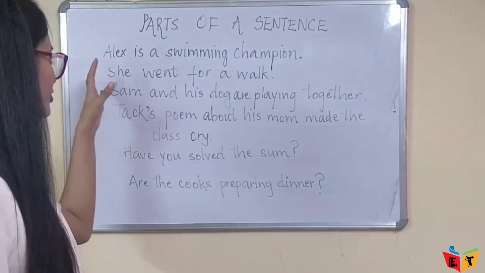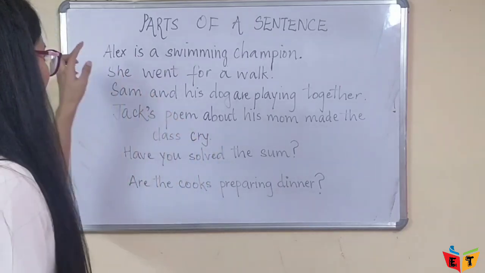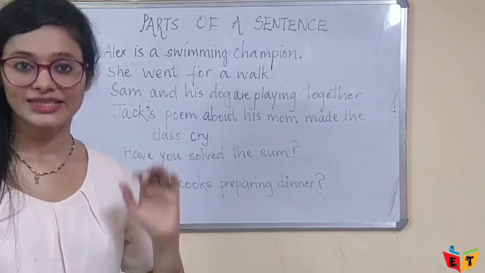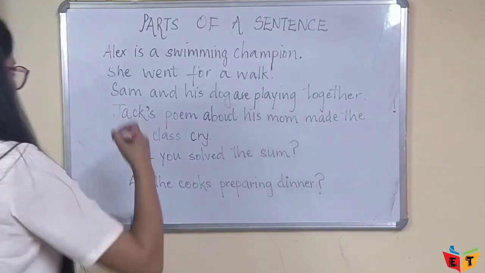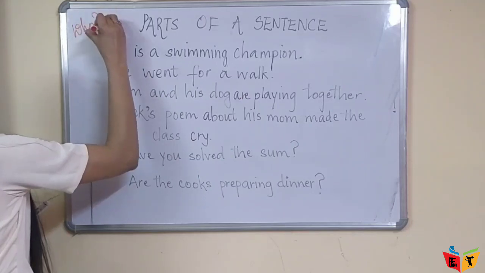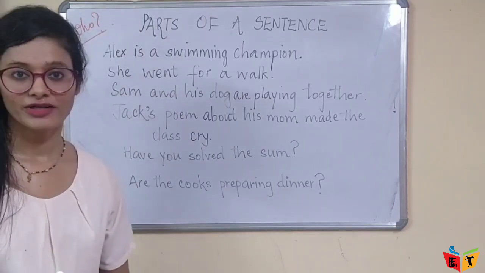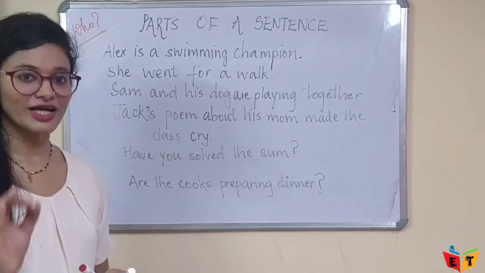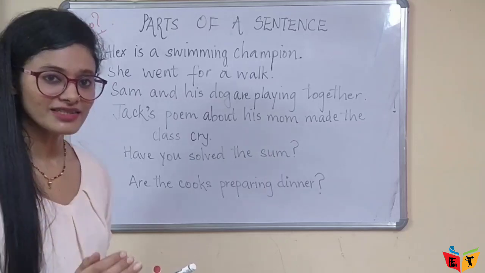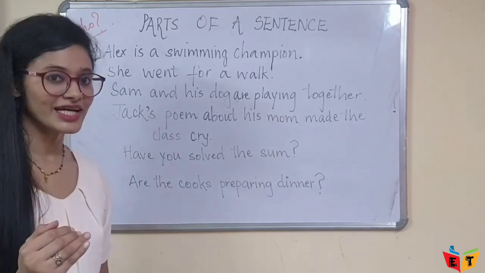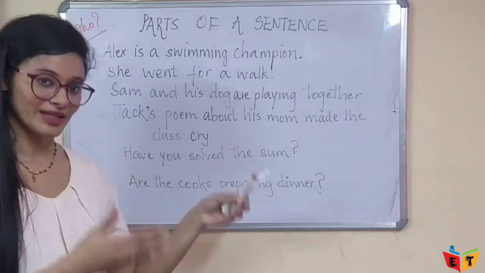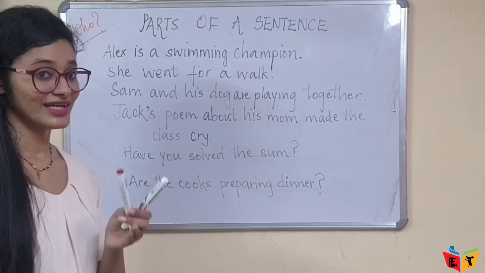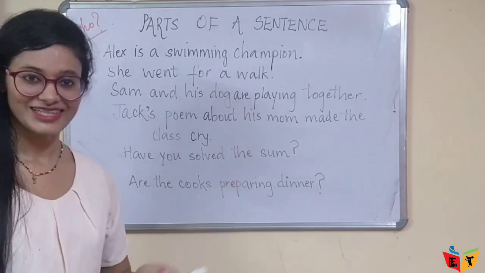We have here few sentences, okay? Alex is a swimming champion. Now in order to find out the subject, you need to ask the question who before the verb in a sentence. So that means you need to first find out the verb in a sentence, then ask the question who. The answer that you get for the question who is your subject, and then the rest of the part of the sentence is your predicate that will tell you something about the subject.